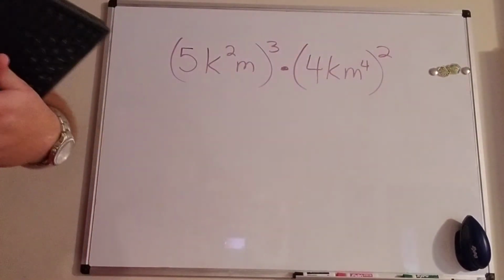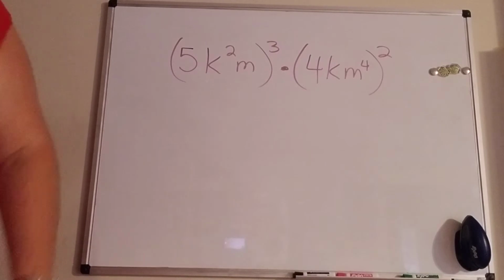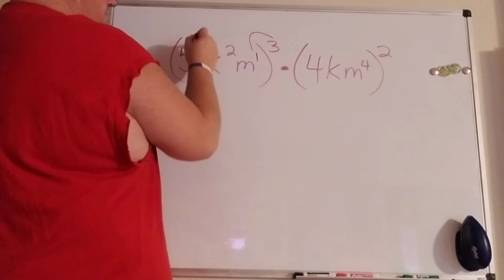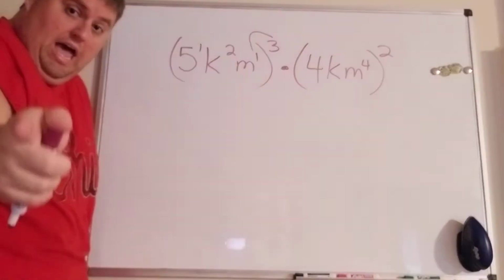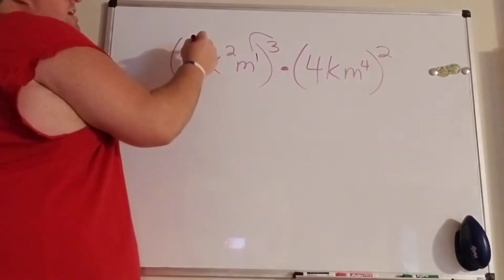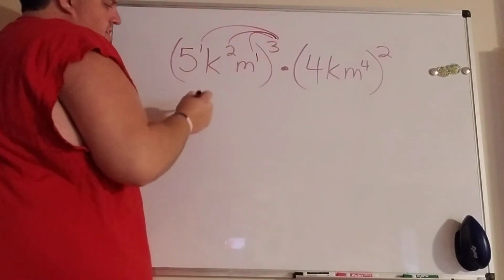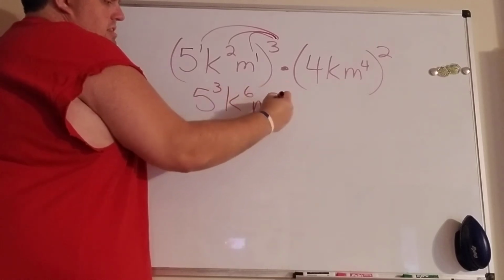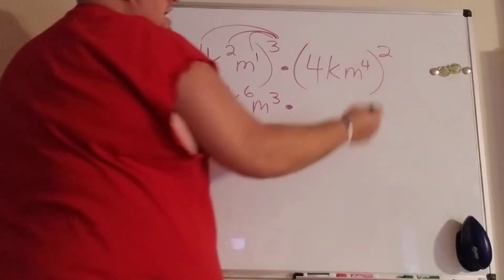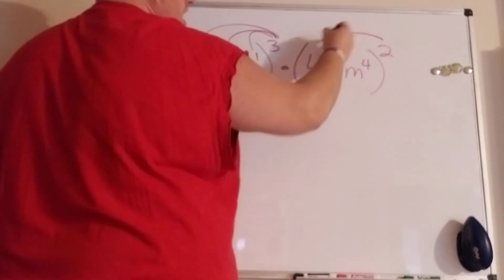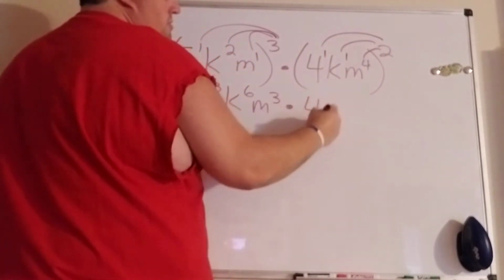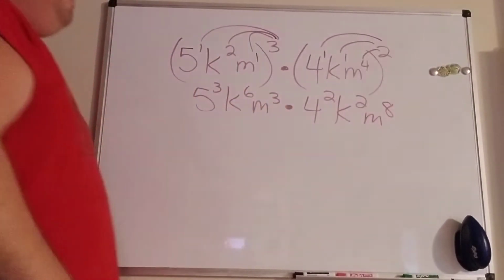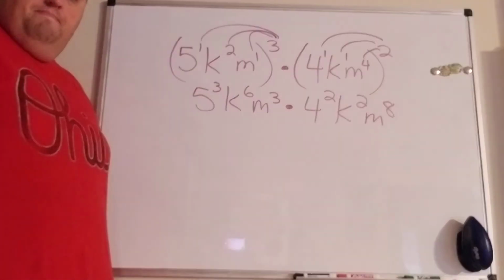All right. Excellent. So here we've got power to a power, right? So 3, don't forget the 5. Don't forget the 5. I know you want to. There's really a 1 there. Multiply this 3 by all those exponents. So 5 to the 3rd, k to the 6th, m to the 3rd. On this side, don't forget, there's really 1s on the 4 and the k. So it's going to be 4 to the 2nd, k to the 2nd, m to the 8th. All right, so there's that.